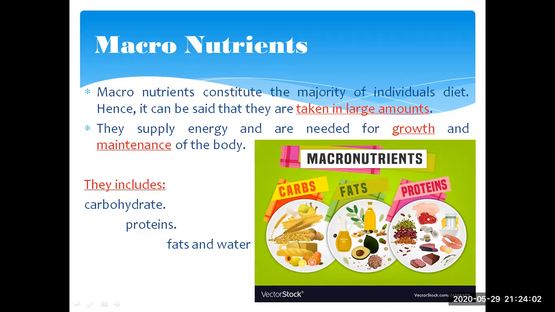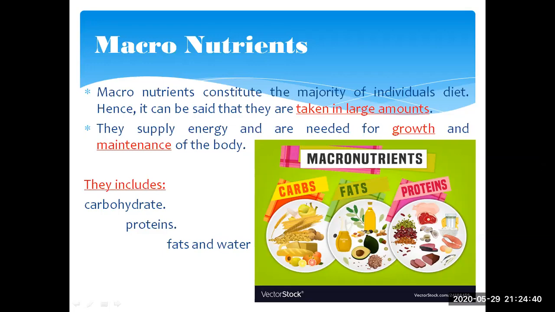The next one is water. Water is a compound made up of hydrogen and oxygen elements in the ratio of 2:1. That's why it is called H2O. Our blood also contains 90% water. Water helps in transportation of the nutrients to the cells of the body.